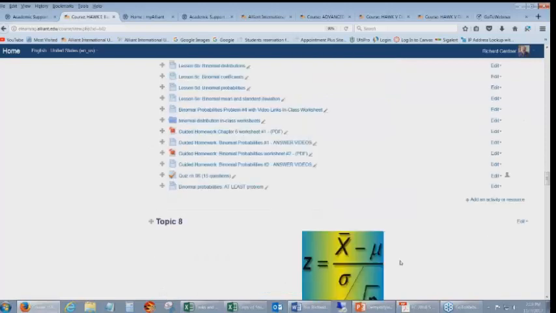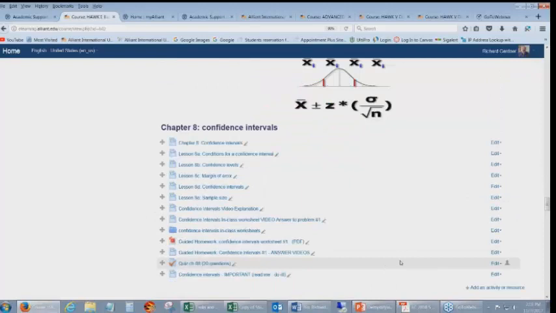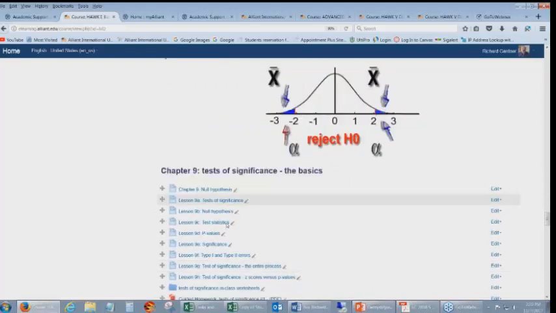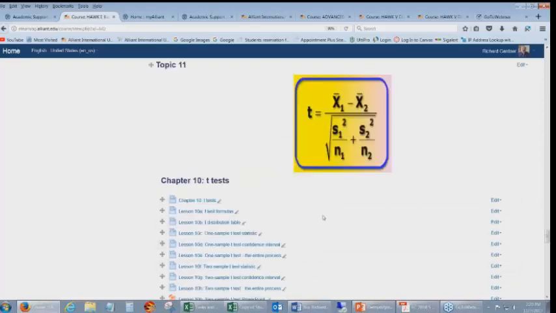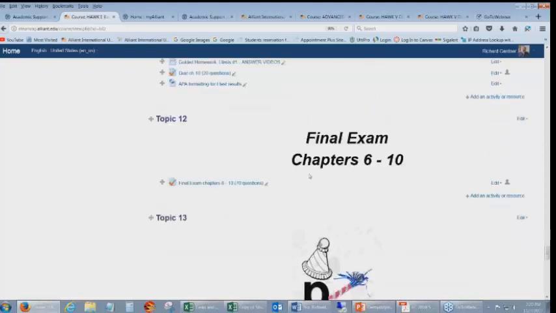And then again, sampling distributions, confidence intervals, the basics of tests of significance. Make sure that they know this one. And then I do some t-tests by hand in Excel. And the last ones are sample proportions, which aren't used much anymore. I don't really know why, but what the heck. And then I finish it up with the chi-square test. So let's go to Hawk 2.